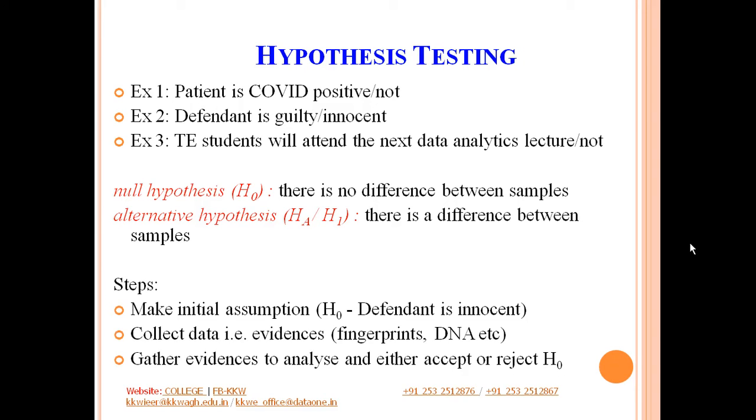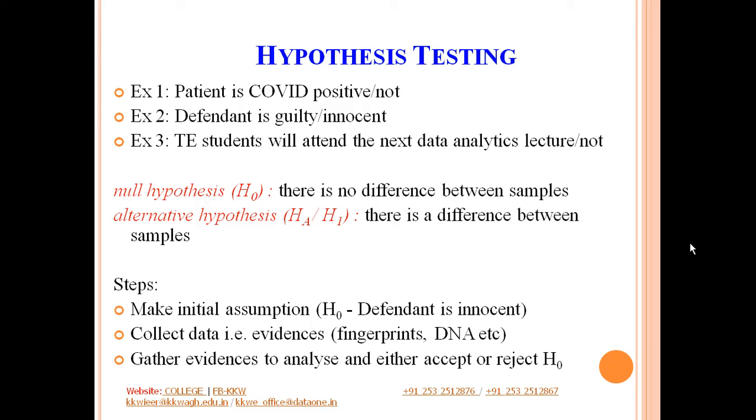Now how do we actually perform this hypothesis testing? Okay, so there are three basic steps to perform hypothesis testing. What are those? We will see them one by one. The first one is to make an initial assumption. When we say initial assumption, we mean the default assumption, and we have seen the default assumption is nothing but our null hypothesis, or H0.